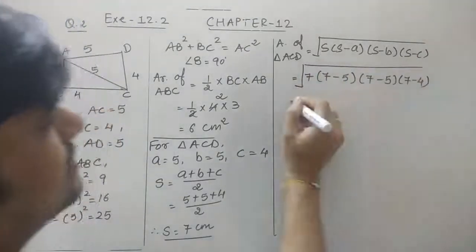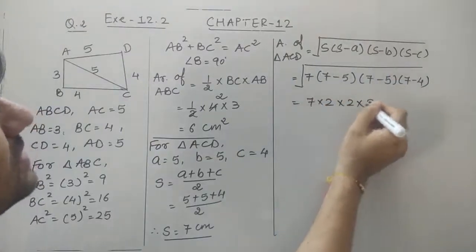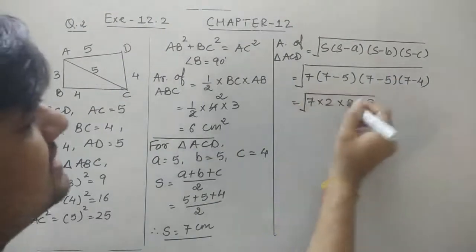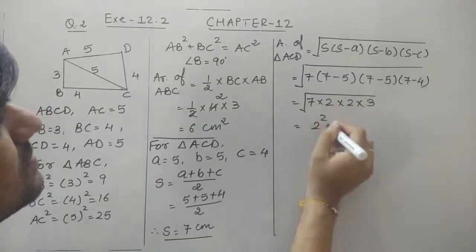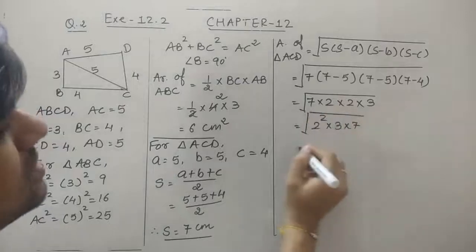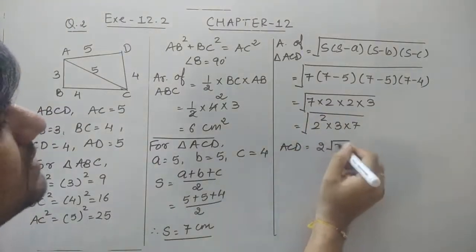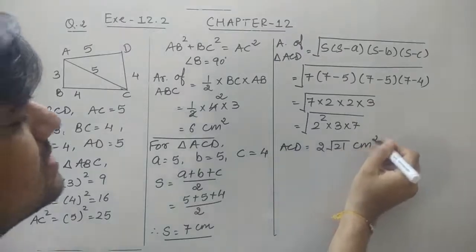Square root. 7 as it is into 2 and this is 3. So we can see that 2 times here, 3 and 7 is one time only. So when I'll do the square root, so we'll get the area of ACD. It's 2 into root 21 centimeter square.